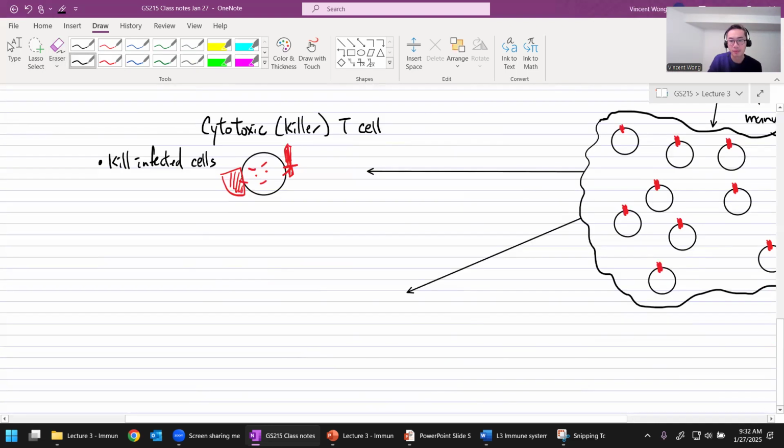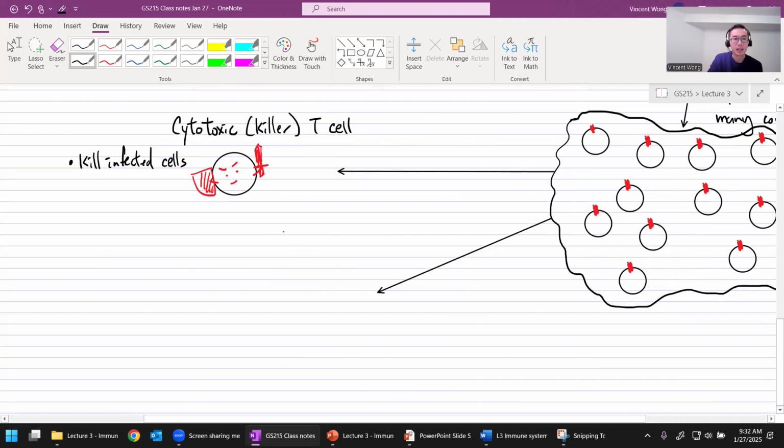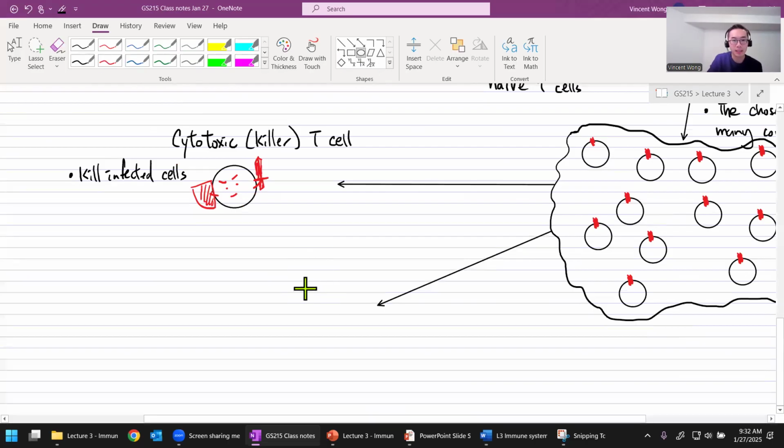What else can it become? I'm not doing this in any particular order, I'm just doing it so that it fits into the space. This one I'm going to do a little bubble here, like a thought bubble. And this one is a memory cell. Memory T cell.